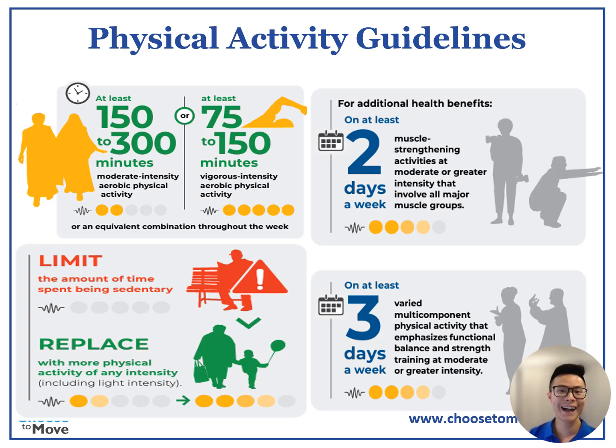Now, there are actually guidelines that have been developed by the World Health Organization specifically for older adults aged 65 and over. So, as you can see on this slide here, the World Health Organization recommends older adults should do at least 150 to 300 minutes of moderate intensity aerobic physical activity per week, or 75 to 150 minutes of vigorous intensity aerobic physical activity per week in order to gain the substantial health benefits that physical activity can bring.